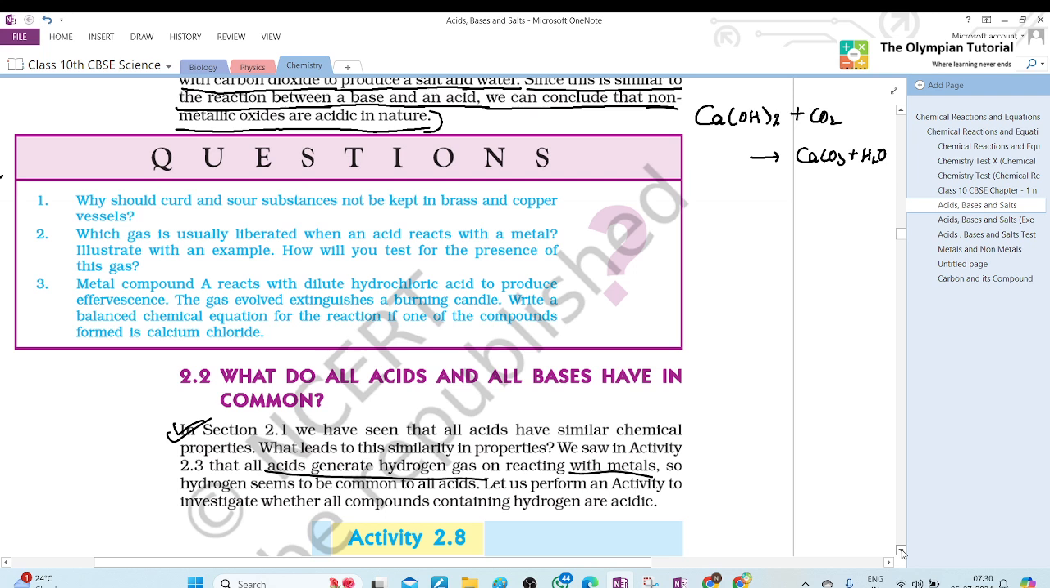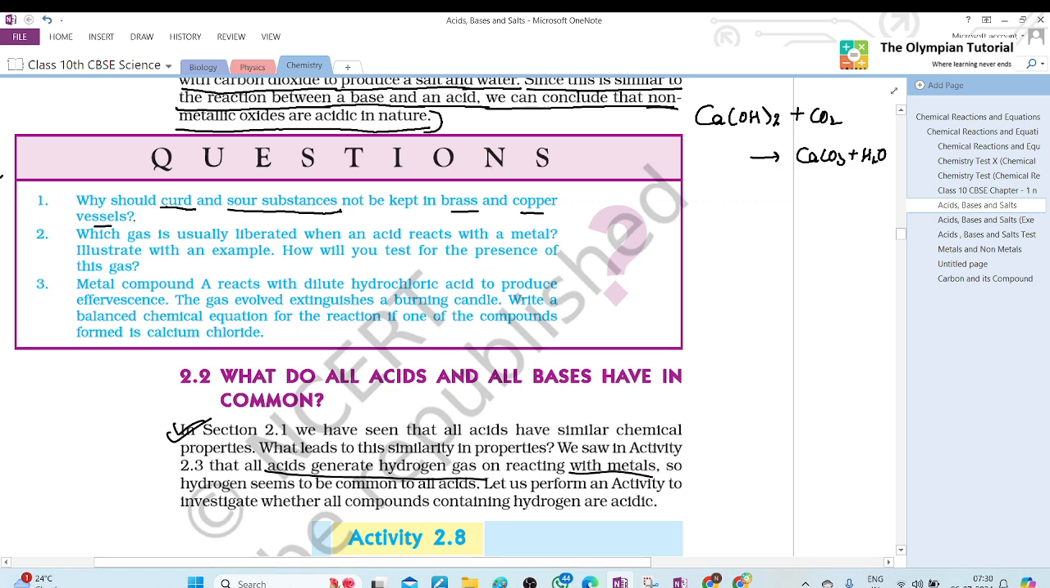Read the first question. Why should curd and sour substances not be kept in brass and copper vessels? Ma'am, they react to form salts which can be unfit for human consumption. Students, as I told you at the start of the chapter, curd and sour substances have acids. So acid will react with metals.